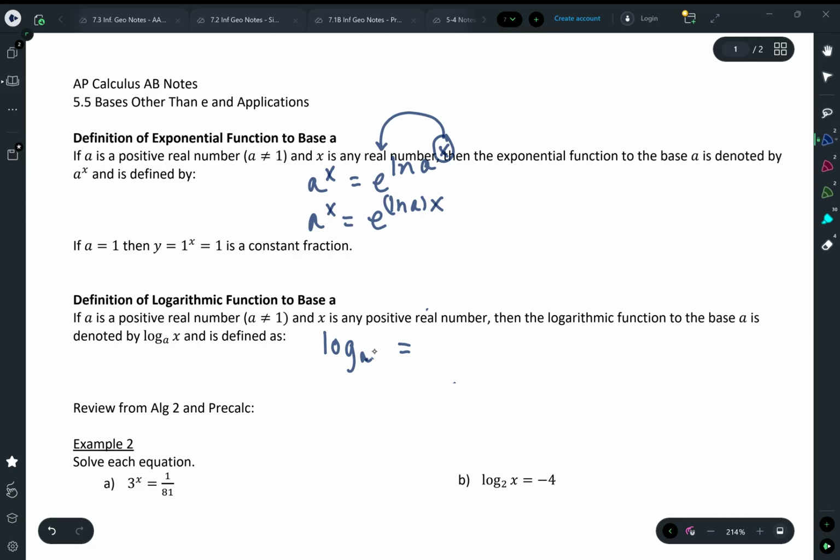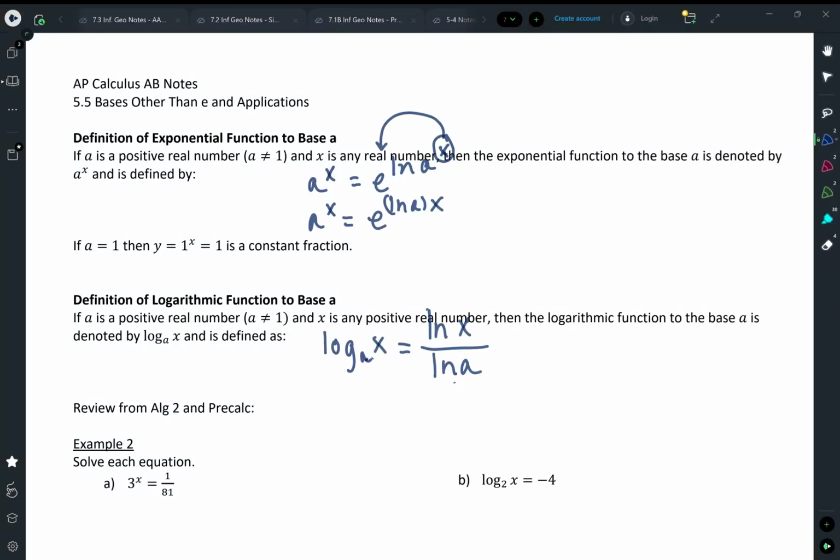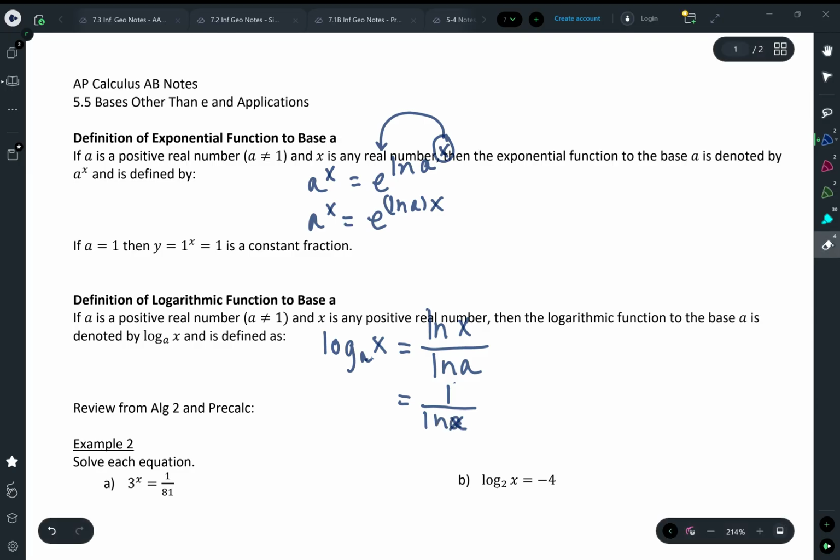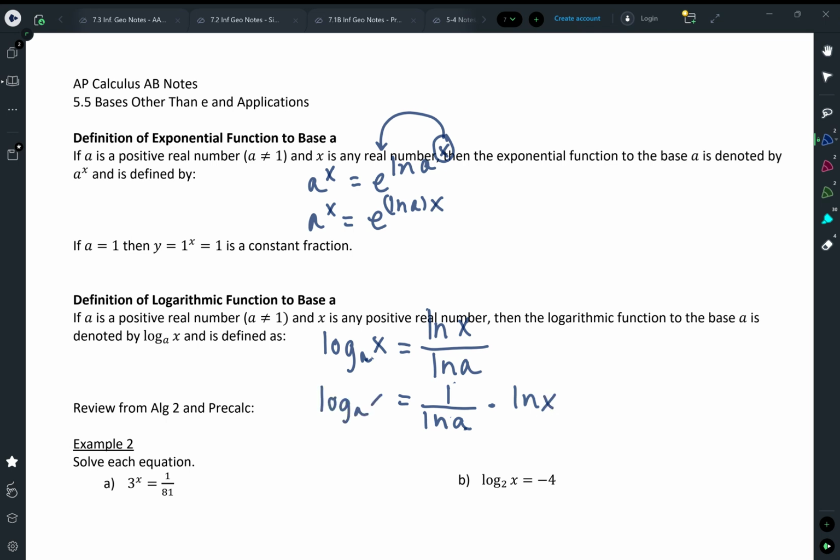I didn't like the way that x looked, so I'm going to write this as the natural log of x over the natural log of a. And that was just a way to change the base because I needed to evaluate a log and I didn't have whatever base a was. Now I'm going to rewrite that as 1 over the natural log of a, I said a, but I wrote an x, and then times natural log x. And the reason we're going to need this again is to do derivatives.